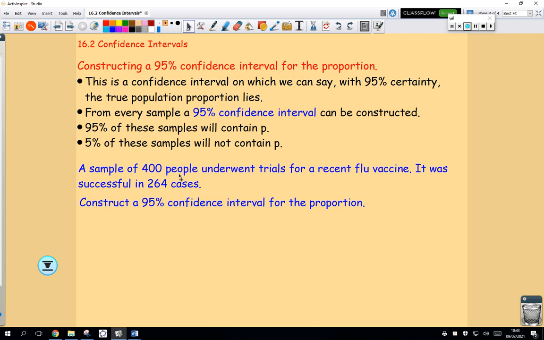A sample of 400 people underwent trials for a recent flu vaccine. It was successful in 264 cases. Construct a 95% confidence interval for the proportion. So we're trying to guess something about the true population proportion. What do we do? Well, we take our sample and we find the sample proportion. p hat is the sample proportion.